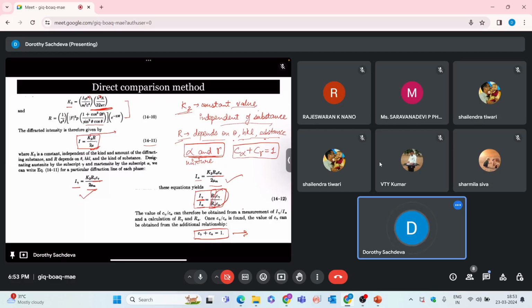And for the mixture, this is for a two component system. And if you are having a three component system, this equation will be C alpha plus C gamma plus C beta will be equal to 1.